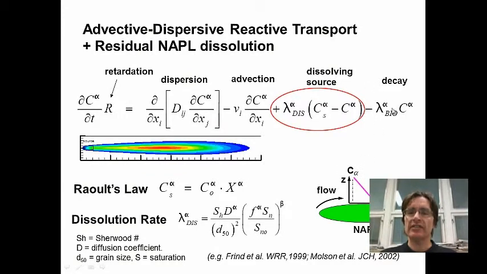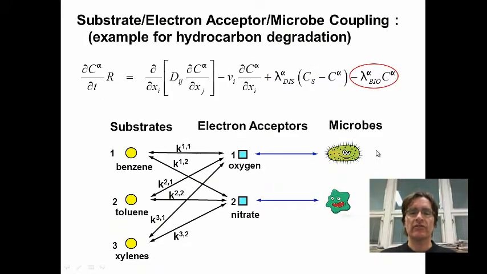Let's look a little more carefully at this decay term now in the context of multiple components. So here's the conceptual model, or one conceptual model that we can use in the context of many substrates. In this case, let's say we have 3 gasoline components, benzene, toluene, and xylenes, again in the aqueous phase. And together in the pore space, we have several electron acceptors. Let's say we have 2, oxygen and nitrate. And associated with each of these electron acceptors is a microbial population.